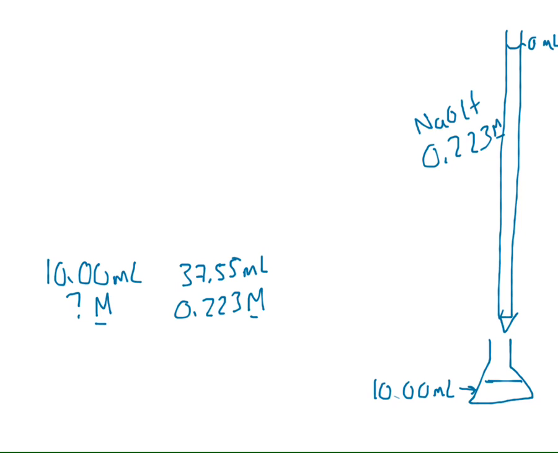Stayed clear, stayed clear, stayed clear. Suddenly, kaboom, it turned pink. When did it turn pink? It turned pink after I added 37.55 milliliters. Are you with me? So that's what it's saying. So after I added 37.55 milliliters of 0.223 molar, it turned pink. So that means however many moles of base I added must be exactly equal to the moles of acid that were in that flask on the bottom.